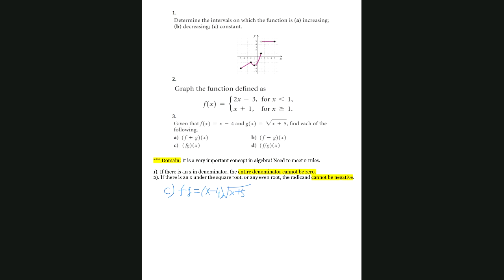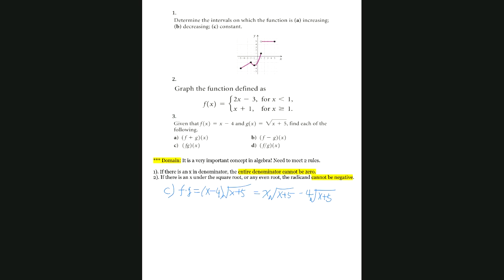If you really want to distribute it in, this will be x times square root of x plus 5 minus 4 times square root of x minus 5 in here. But I think the homework should be able to accept this answer. You don't have to multiply it in, right? But if you do, that is how you multiply it in, get rid of parentheses, right? So that is this one.